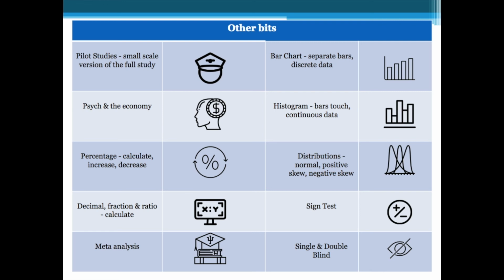Bar charts and histograms, you need to know the difference between them. You can get asked to draw them, most likely. Generally it's a full marker, and you get a mark for doing the title, so don't forget that. The big difference between them for psychology, for the A-level AQA, is that for the bar chart, you need separate bars because it's categorical data, it's discrete data. These things aren't linked together.